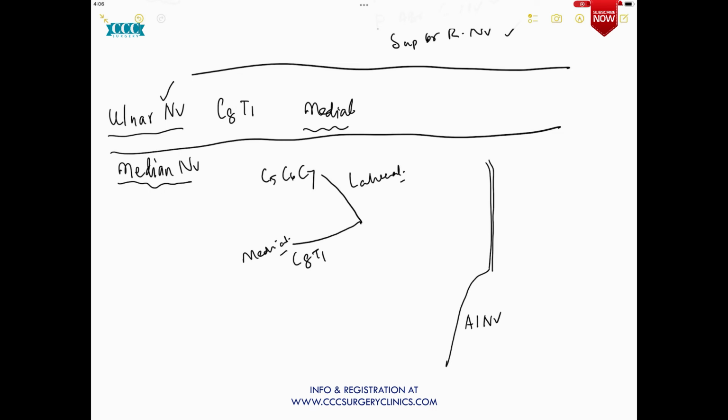Now the anterior interosseous nerve has a very specific supply: the flexor pollicis longus, the lateral half of the flexor digitorum profundus, and the pronator quadratus. So the anterior interosseous nerve is a branch arising from the median nerve and supplying these muscles. The median nerve, on the other hand, as I have said, supplies all the muscles of the flexor compartment except the flexor carpi ulnaris and the ulnar half of the flexor digitorum profundus. The rest of the muscles, including the lumbricals, are all supplied by the median nerve.